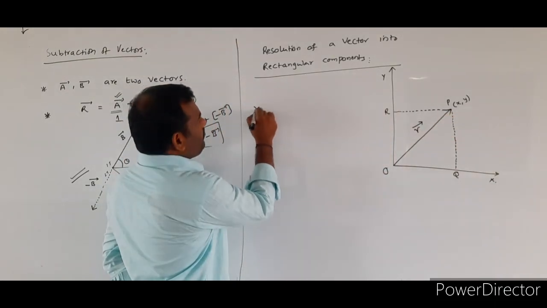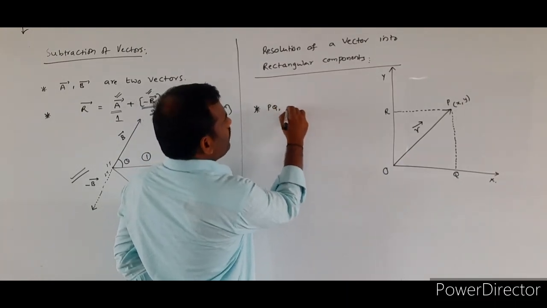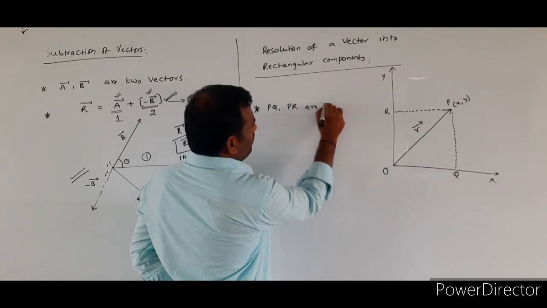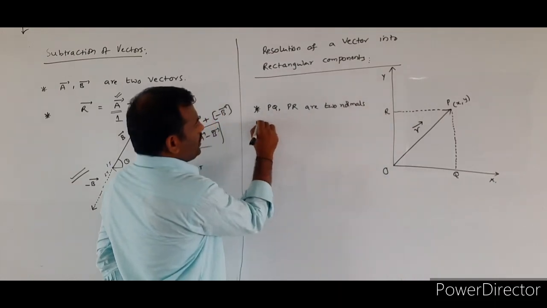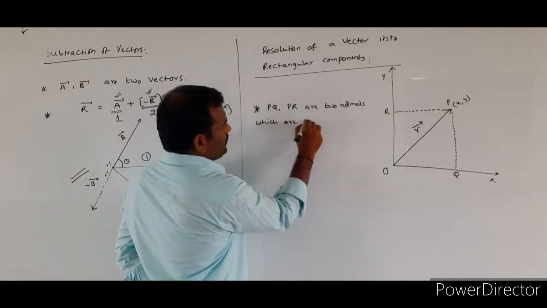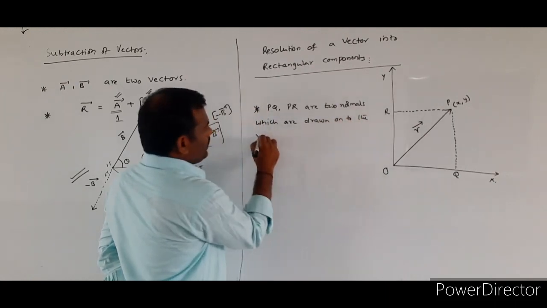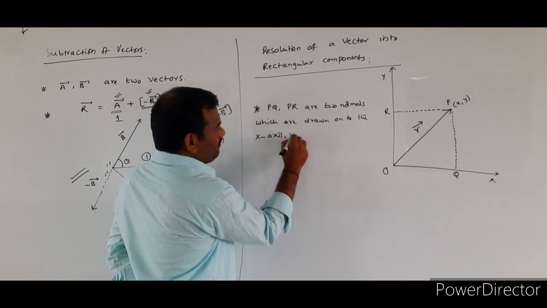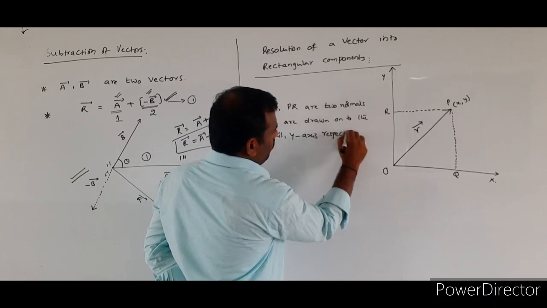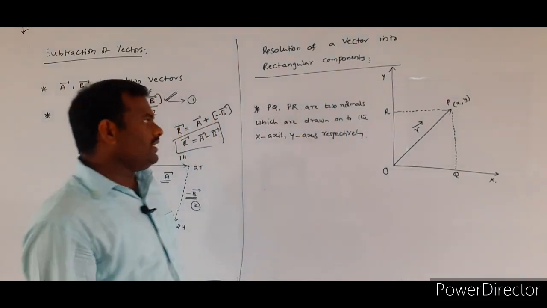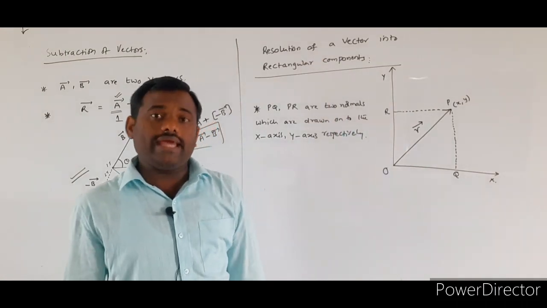So from the figure, PQ comma PR are two normals which are drawn onto the x-axis comma y-axis respectively. How many normals have we drawn? Two normals are drawn. One is onto the x-axis, another one is onto the y-axis.